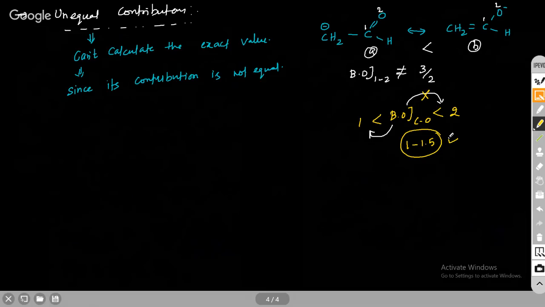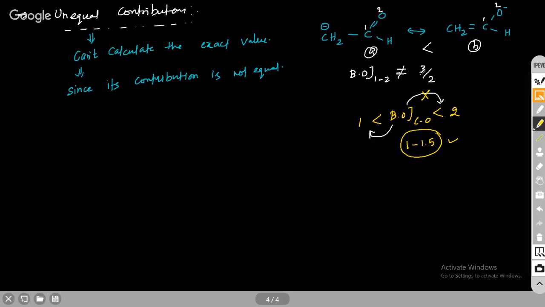See what I said. First of all, did you understand why the bond order will not be equal to 3 by 2, Purvik? Why is it not equal to 3 by 2? Did you understand this? Correct. So when it is not equal to 3 by 2, we cannot take the average. So bond order, see, these are what? These are the imaginary structures. The real structure is what here?